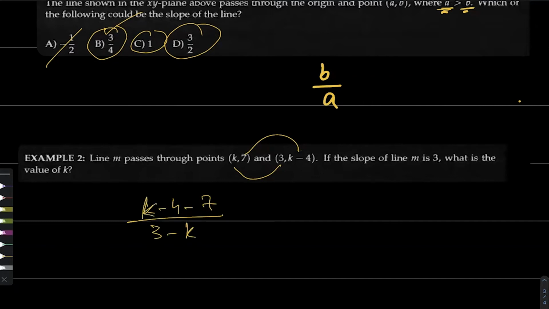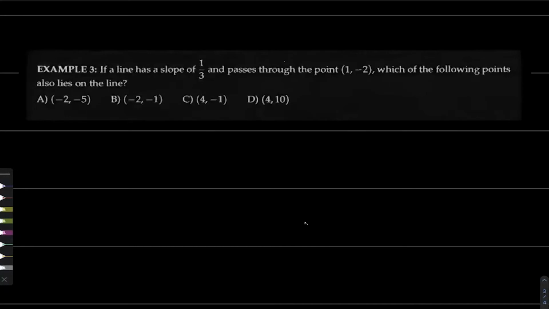Can you all form this equation? Anybody who can't? So this is equal to 3. That's what they're saying. So it's a pretty straightforward equation. K minus 11 is equal to 9 minus 3k. So 4k equals 20. K is equal to 5. Clear? Anybody who can't do it? Mujhe batao. Clear, sir.